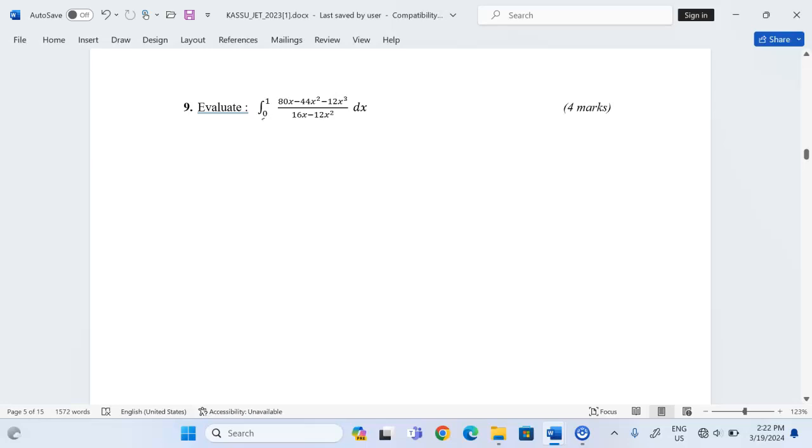The first thing we will do here is to simplify this expression such that we are integrating from 0 to 1. Because of the common x in the numerator, we will have 80 − 44x − 12x², then we divide by, again factoring out x, so that we remain with 16 − 12x. So x now can cancel out.